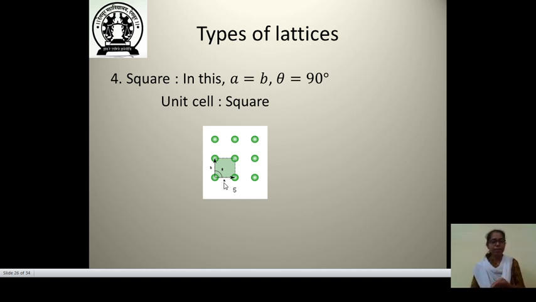There are four types of lattices. First one is oblique, hexagonal, rectangular, and square. According to the condition of the lattice constant, you will divide them or you will separate them.